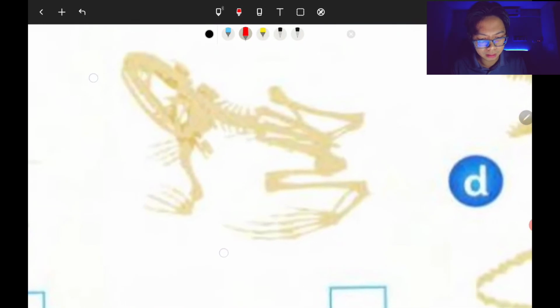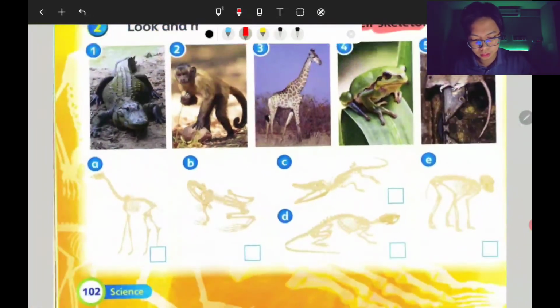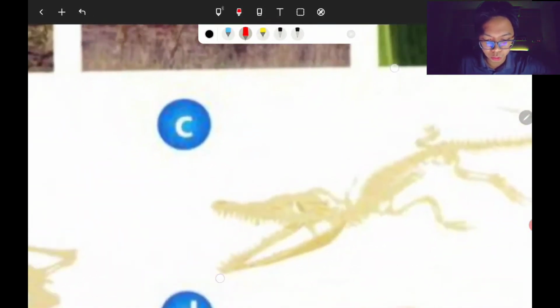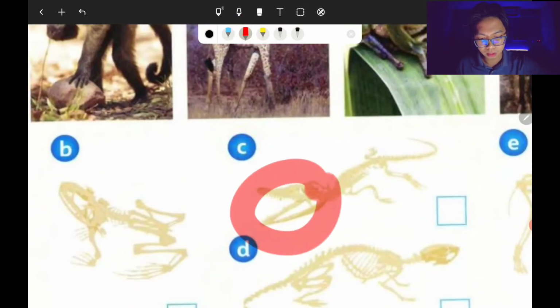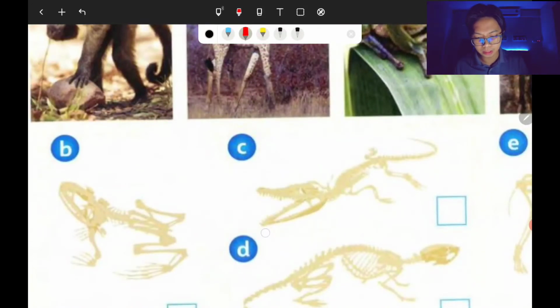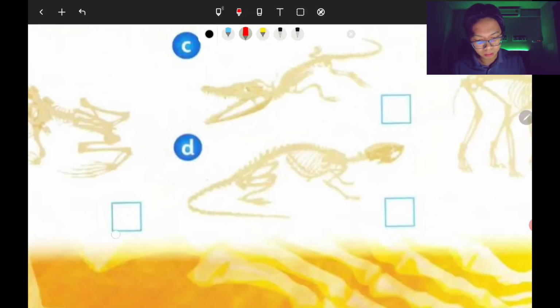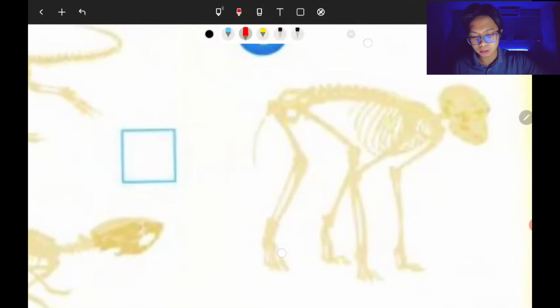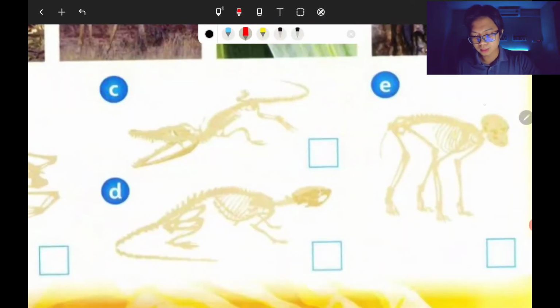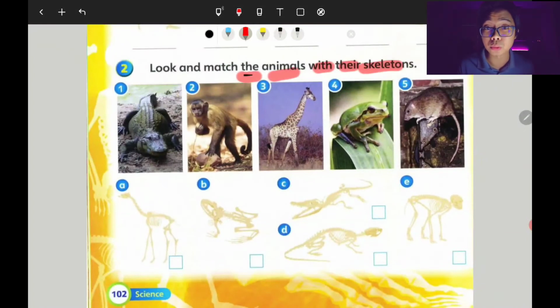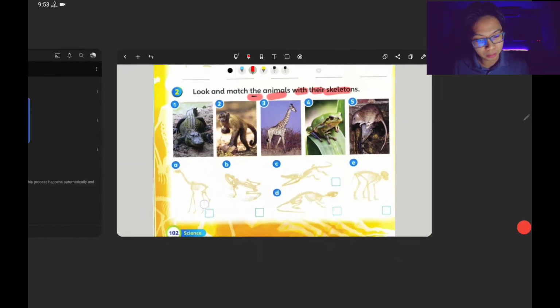For example, like this, of course the frog. This one with big jaw, big mouth. Okay, of course the crocodile. Long tail must be the rat, and this one must be the monkey. So now I will also show you some short video, okay, video pendek about the animal skeletons. Okay, haiwan pun ada tulang tau.